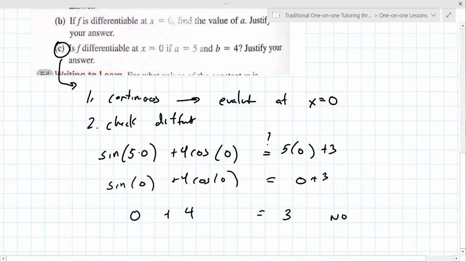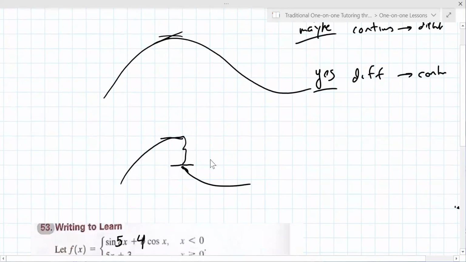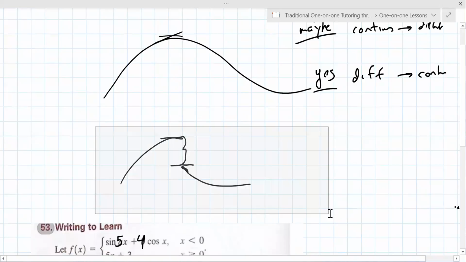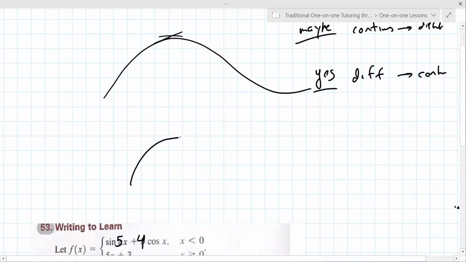So it's not continuous, but didn't you say that could possibly be differentiable? But if it's not continuous, then you know it's not differentiable. Oh, okay. Because like I was trying to show you, they could have the same slopes, and this isn't a great drawing. Let me try to draw. Let's say they have the same slopes.